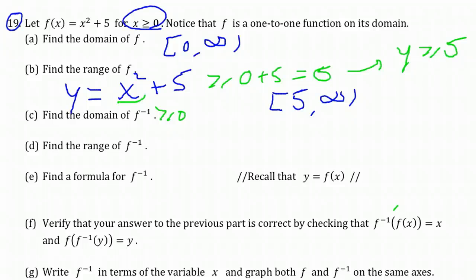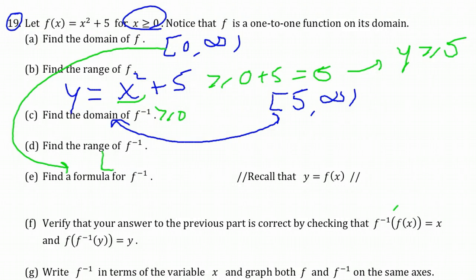Now, the domain for the inverse function. The inverse function sends the outputs back to the inputs, so the domain of the inverse is the same as the range of the original. It's 5 to infinity also. The range of the inverse function is the domain of the original. For sending the outputs back to the inputs, they've got to come back where they came from. So the range of the inverse is from 0 to infinity. The domain for the inverse is therefore 5 to infinity.